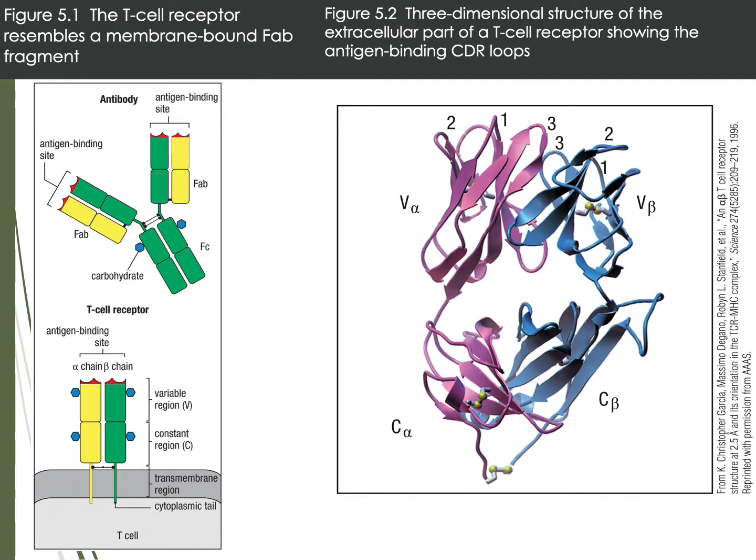And again, you can also see that there is the variable region where you have your antigen binding site, and then your constant region also present. On the right-hand side, we have a ribbon model of the T cell receptor, and you'll see that it has what are called the CDR loops that make up the antigen binding site. So you can see on the top of that, where the variable region is, it has these loops, and again, those are called CDR loops.